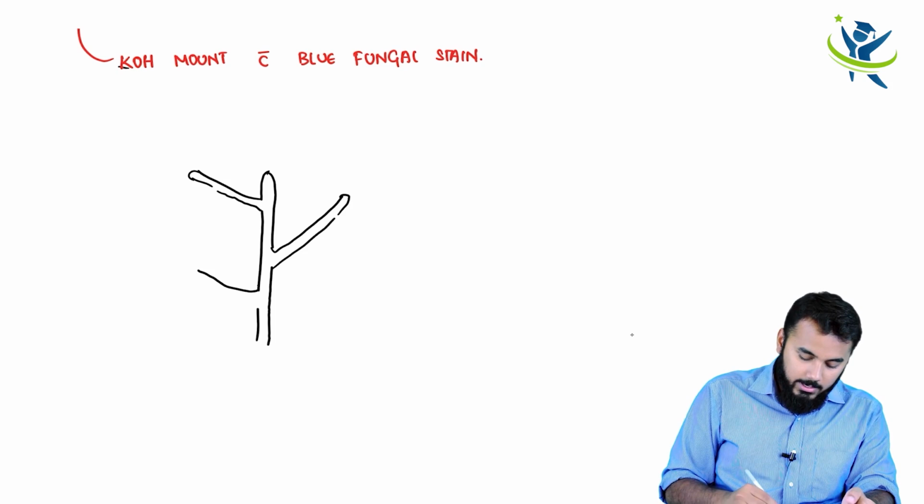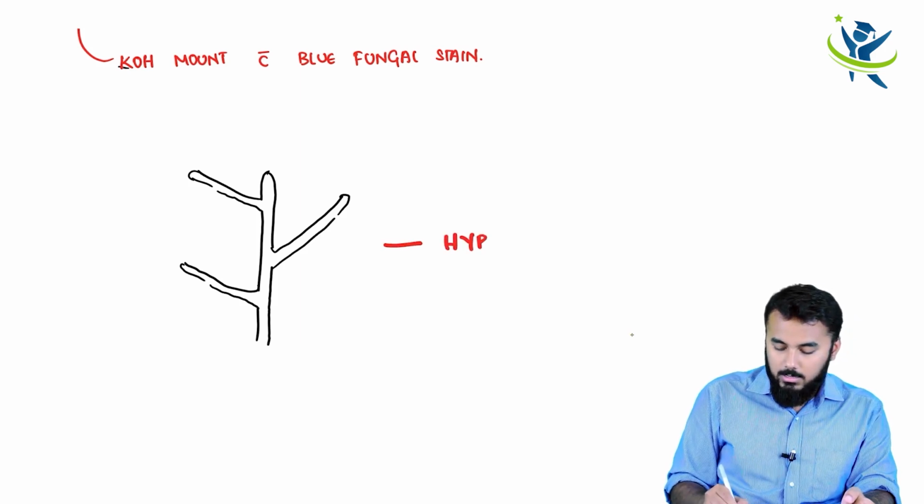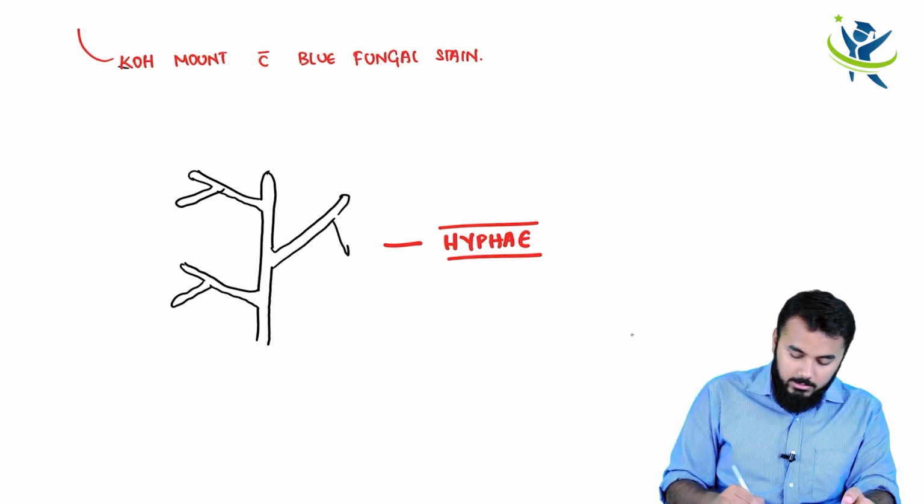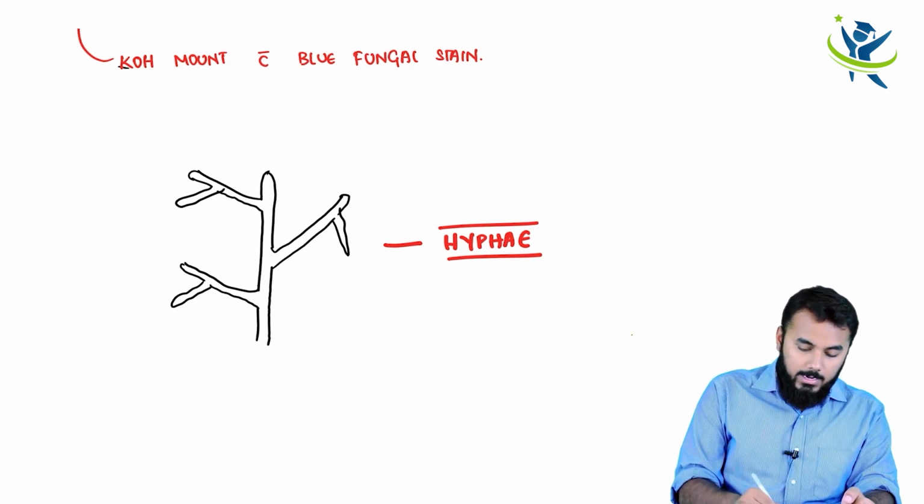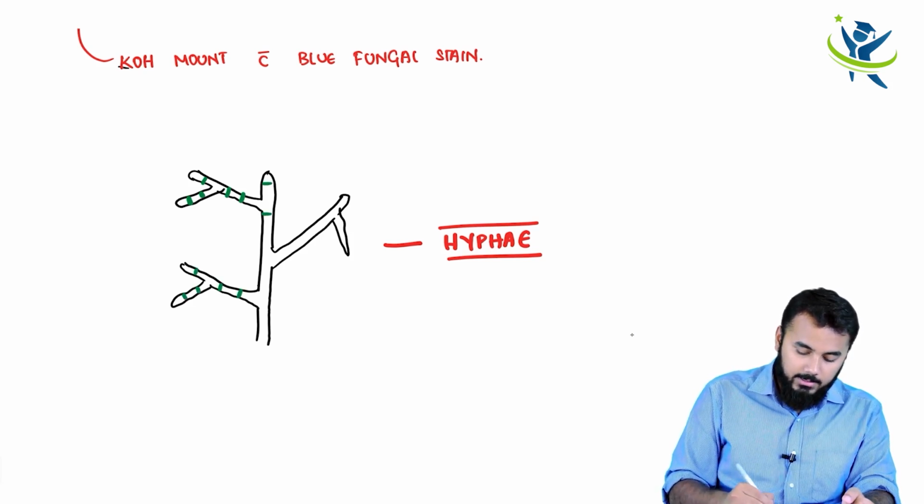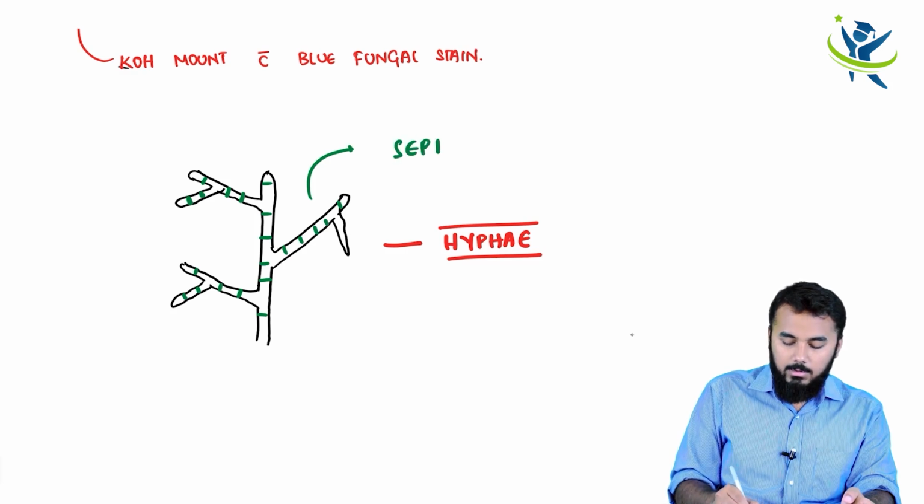Whatever I'm drawing right now, all these are called hyphae. There is extensive branching in these hyphae in this way. Another important thing is that between the hyphae, there are septa like this. That is why you call these hyphae septate hyphae.